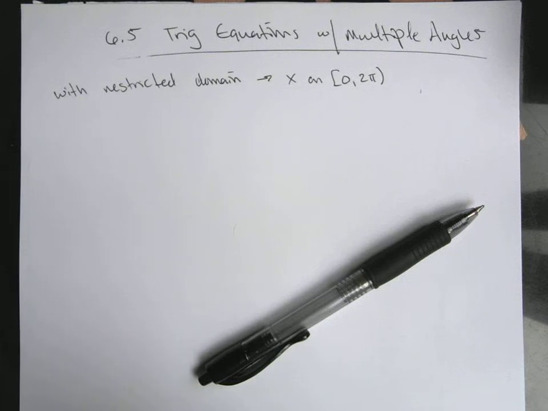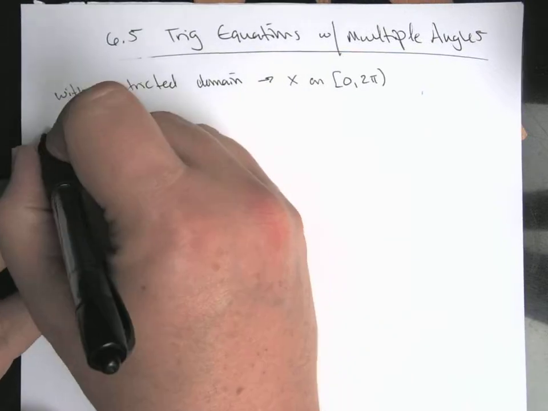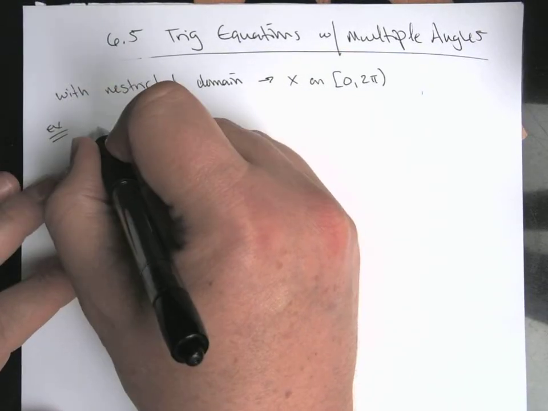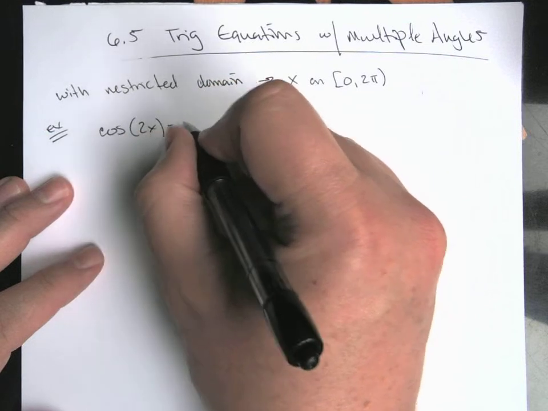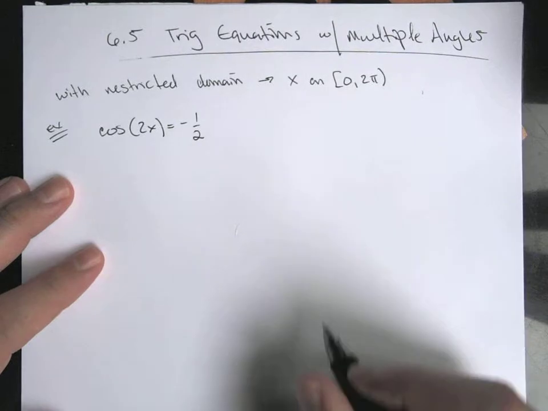To have these work and be a little bit more impactful, one thing we're going to do is restrict the domain. So we're going to look for answers for x values that are only between 0 and 2 pi. And so let's take an example. Let's just get something to work with here. Let's say we have the cosine of 2x is equal to negative 1/2.